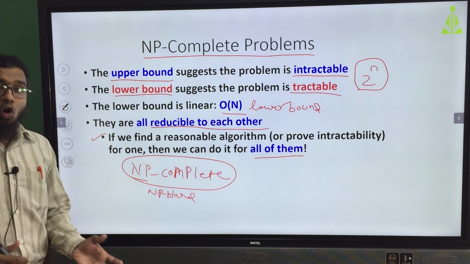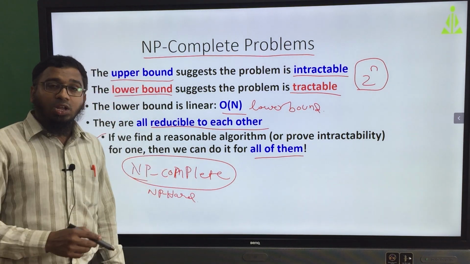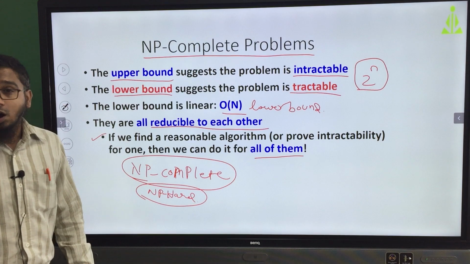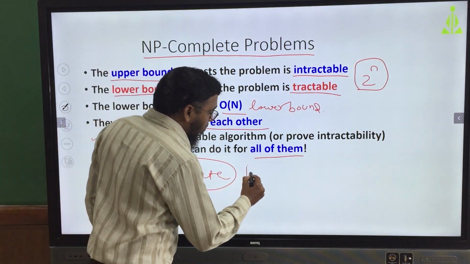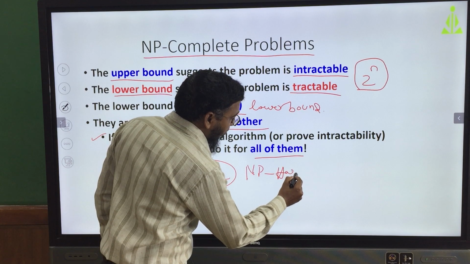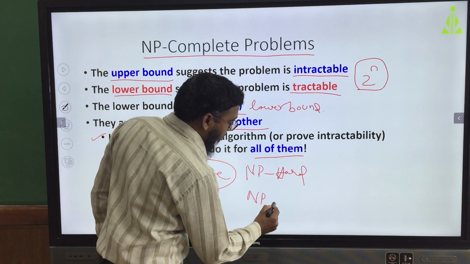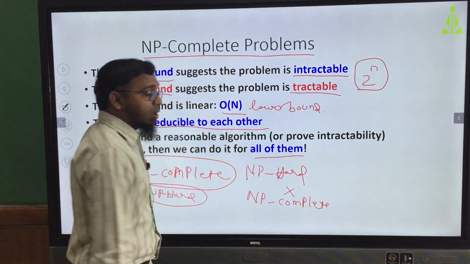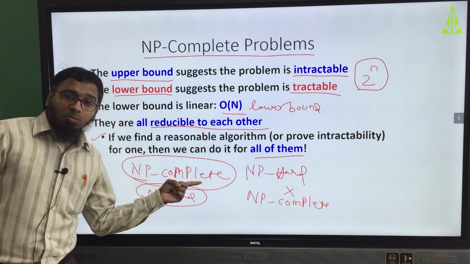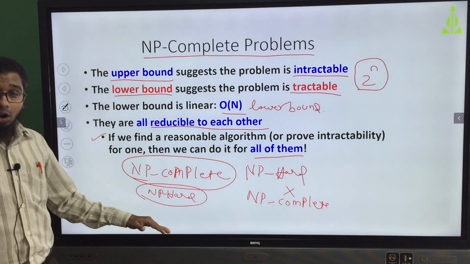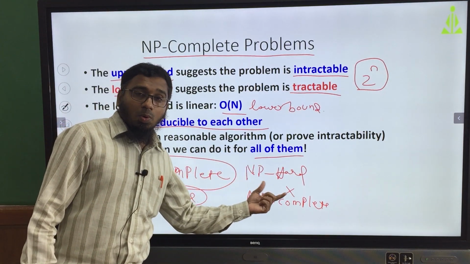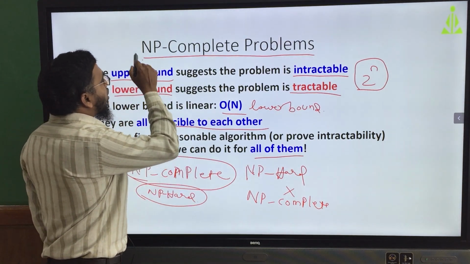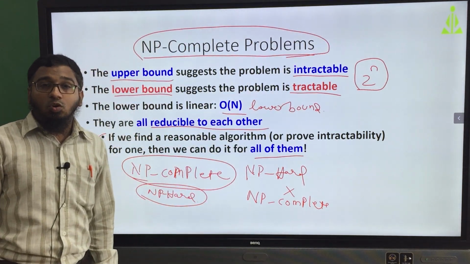Whatever problems come under NP complete, we can say that all of them are NP hard, but all the NP hard problems we cannot say are NP complete. Whatever NP complete problems there are, all are NP hard, but not all NP hard problems are NP complete. So the NP complete we are doing with the help of a non-deterministic algorithm, remember that.